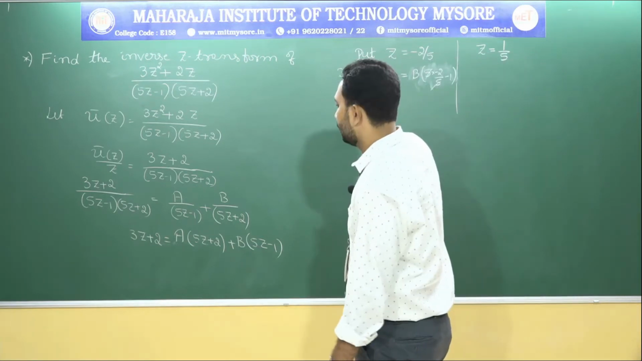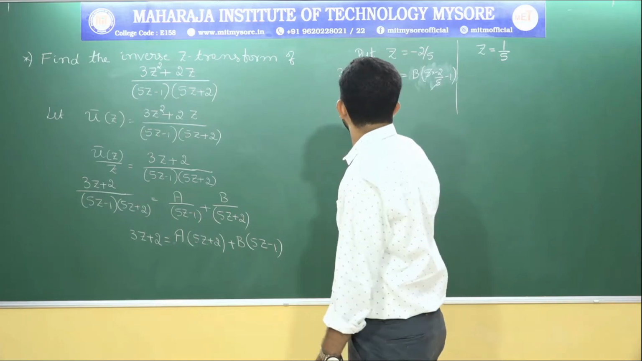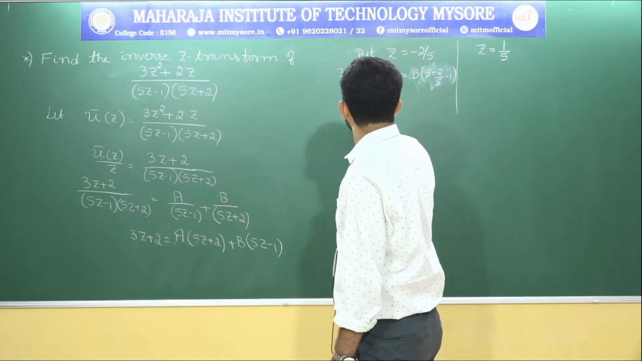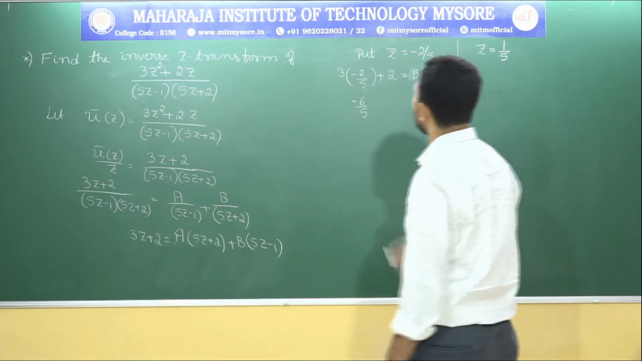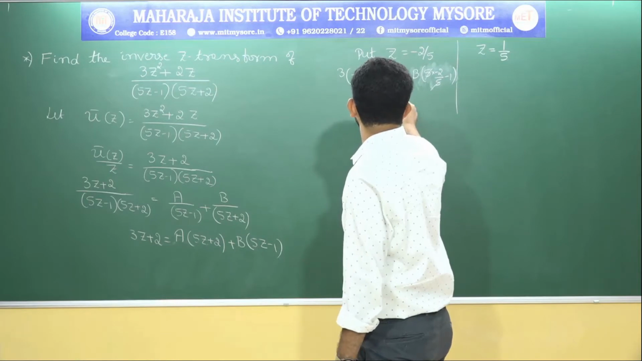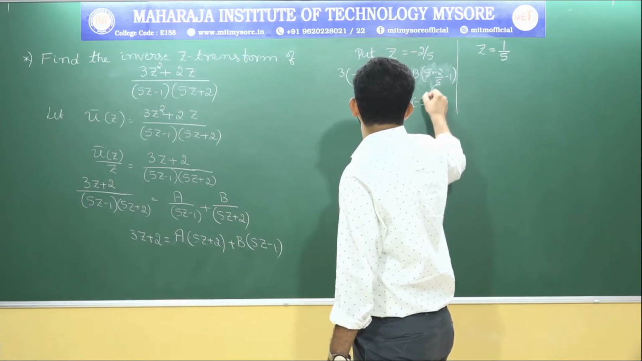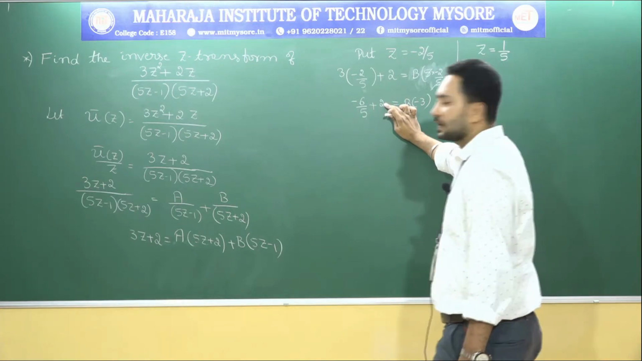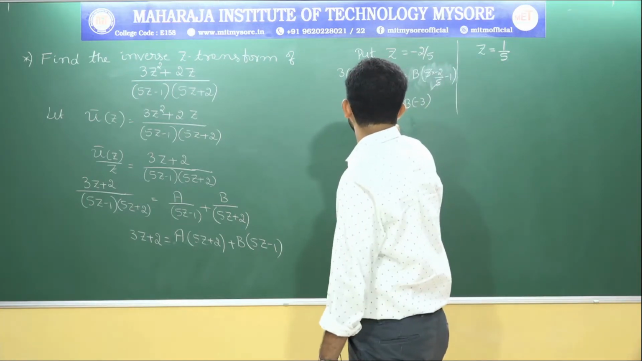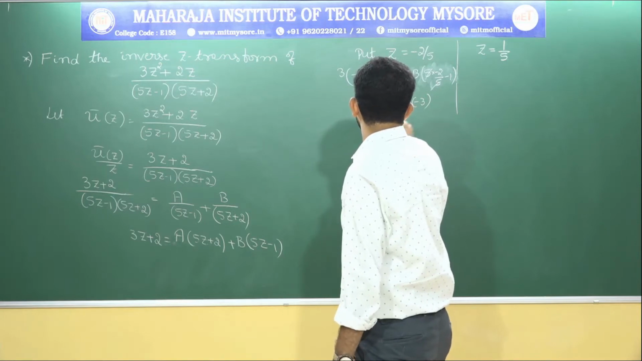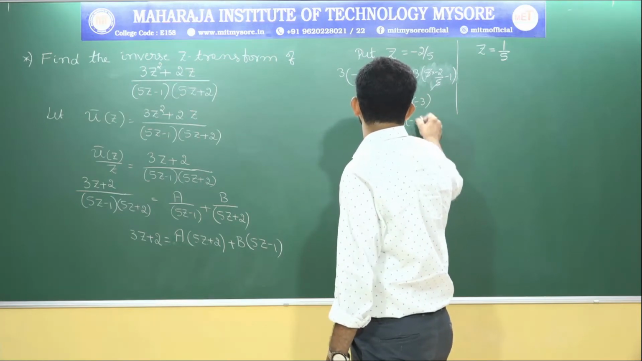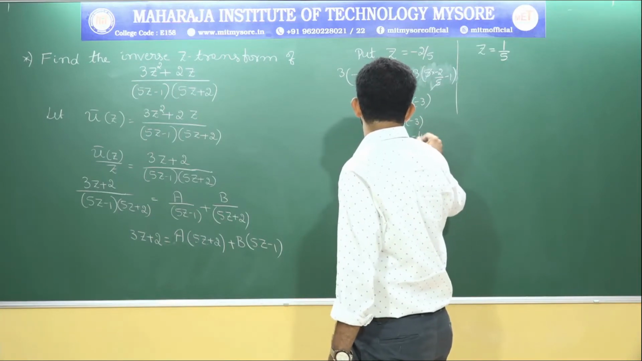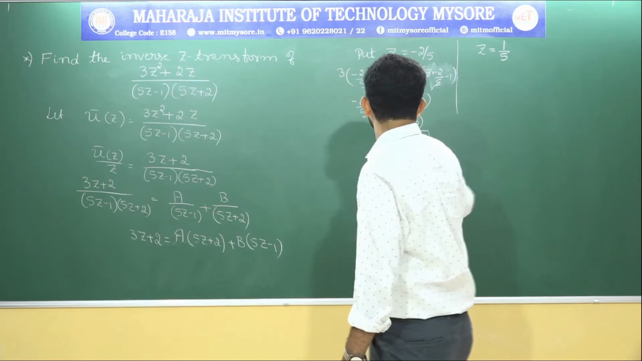So 3 into minus 2 by 5, so it is 3 into 2 minus 6 by 5 plus 2, minus 6 by 5 plus 2 equals b into minus 3. So 5 into 2, 10, 10 minus 6, find out, it is 4 by 5 equals b into minus 3, will get the value b equals minus 4 by 15.